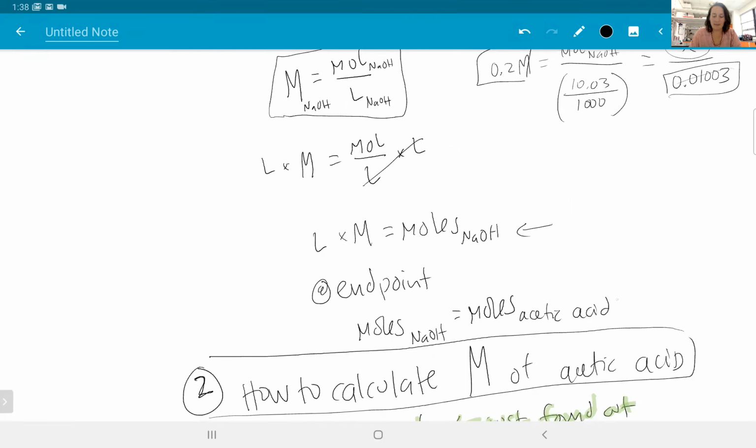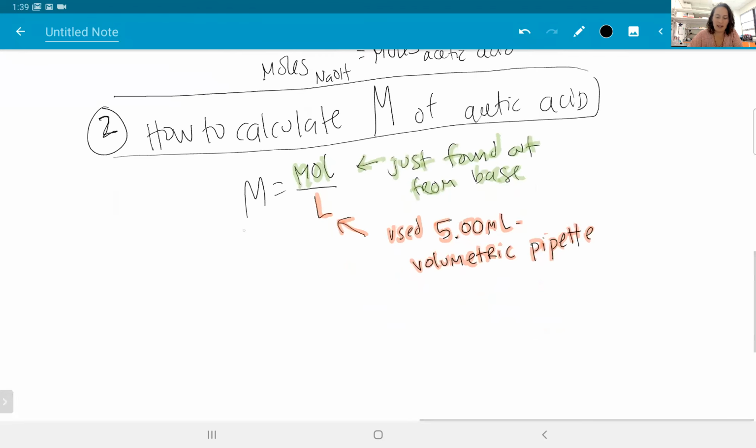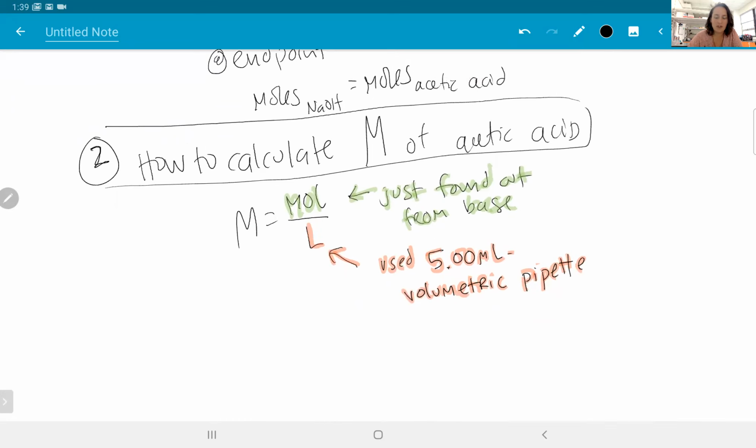Remember, at the endpoint the moles of sodium hydroxide equal the moles of acetic acid, because you've just reacted them 1-to-1. It's a completely neutral solution, so you're assuming the moles are exactly equal. Once you calculate the moles of sodium hydroxide, you're ready to calculate the molarity of the acetic acid, because molarity is equal to moles over liters. The moles you just found from the sodium hydroxide, at the endpoint, are the exact same number of moles of acetic acid. So we know what the moles are.